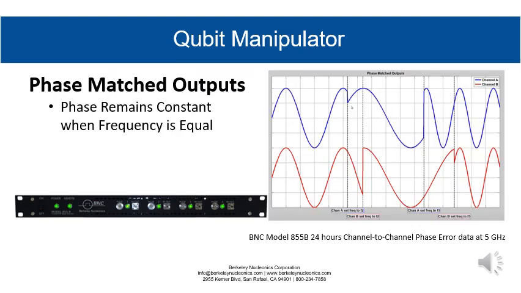The Berkeley Nucleonics 855 also offers phase matched outputs. Both channels start at the same frequency and the relative phase between the channels is 0 degrees. The peaks match. Then, even when we change frequencies at different times, the relative phase of both signals returns to 0 degrees when the frequencies are the same.